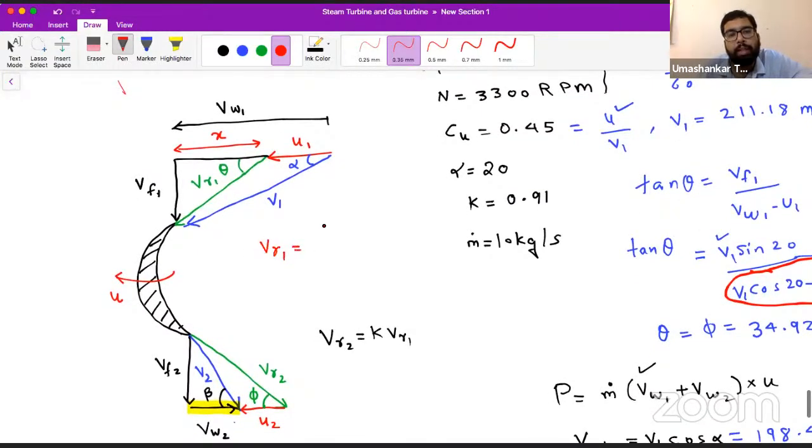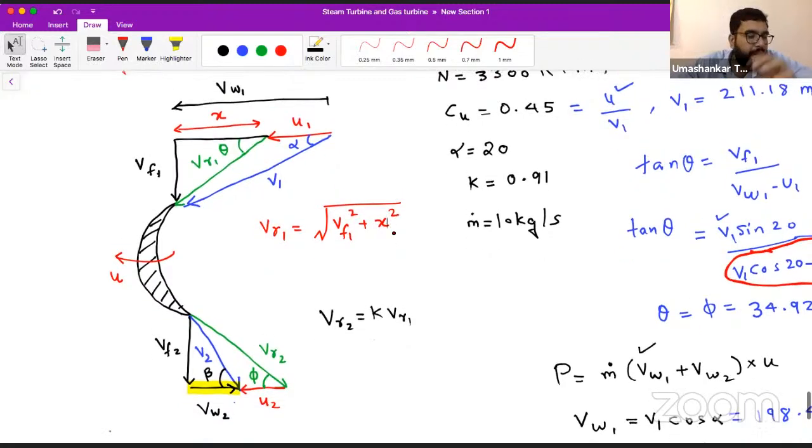VR1 is under root. We are using Pythagoras theorem. Someone can use something else also, there is no problem in that. We are just playing with the geometry or trigonometry of our triangle. I hope all of you are aware of how to apply trigonometry, sine theta, cos theta, Pythagoras theorem in our triangle. So VR1 is coming out to be 126.13. We have the value of VF1, we have the value of X, so we can have the value of VR1.